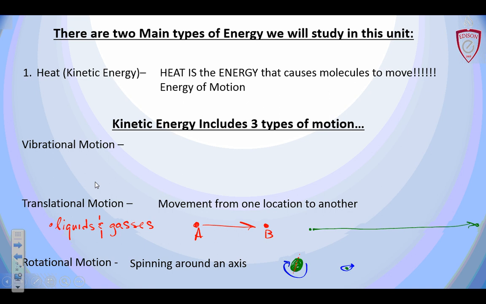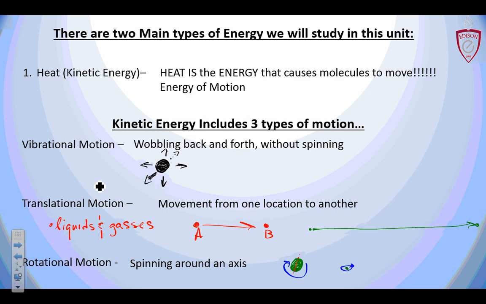Vibrational motion is that wobbling back and forth, vibrating without spinning. It's kind of all just vibrating up and down, left and right, in and out. So it's vibrating on all possible axes. It's not completely rotating, it's just vibrating.